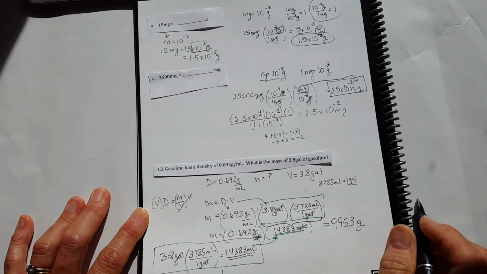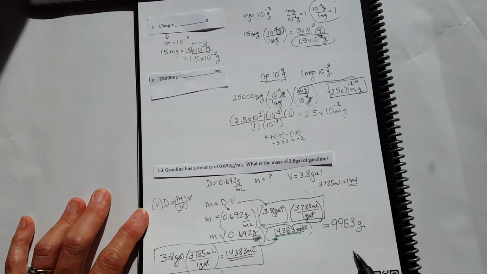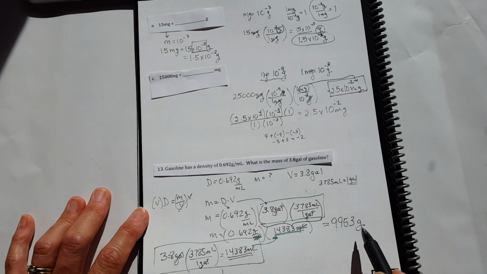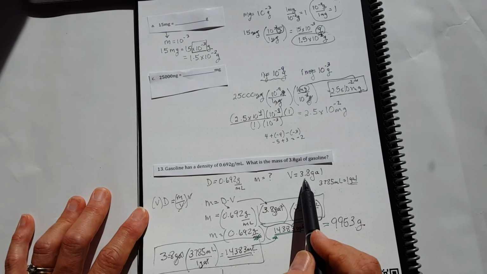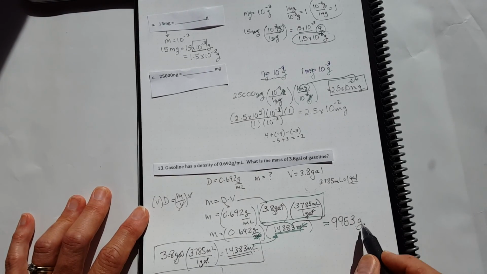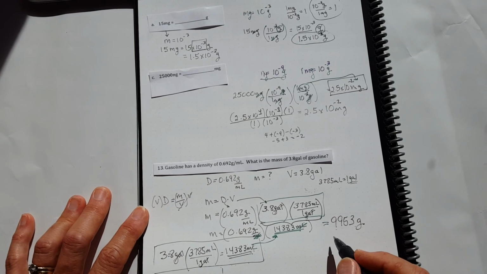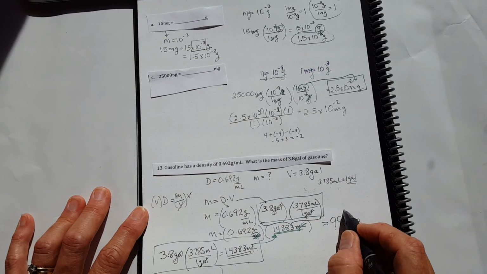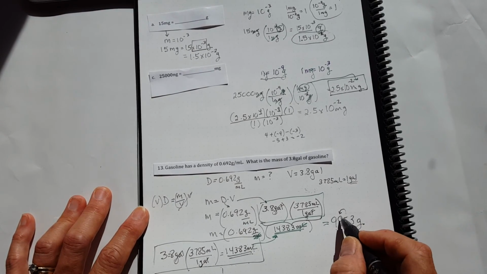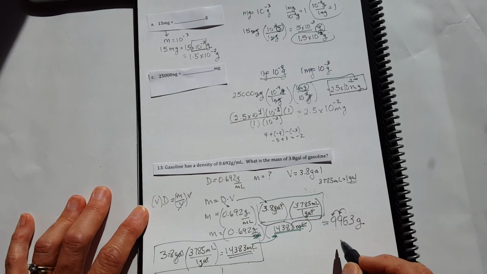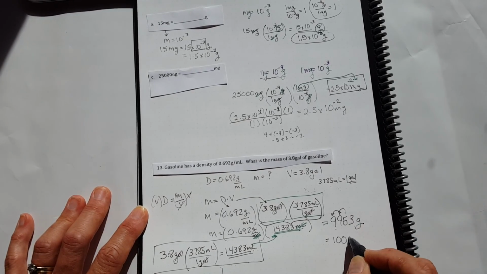grams. And I always need to go back and check my sig figs, right? Because here I have 4 sig figs, but in my problem I only had 2 sig figs in my volume, so I have to round that to 2 sig figs. Well, 2 sig figs, this 5 is going to round the 9 up. That's going to become a 10, so that's going to round this 9 up. So this ends up being 10,000 grams.